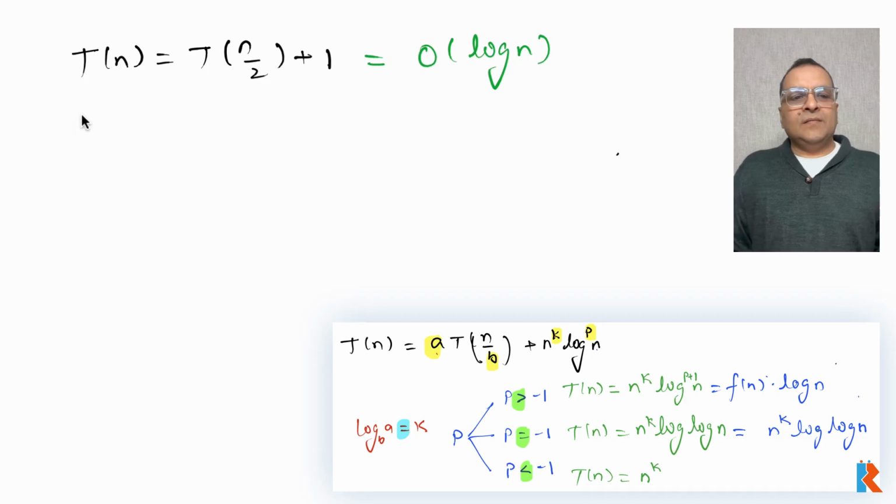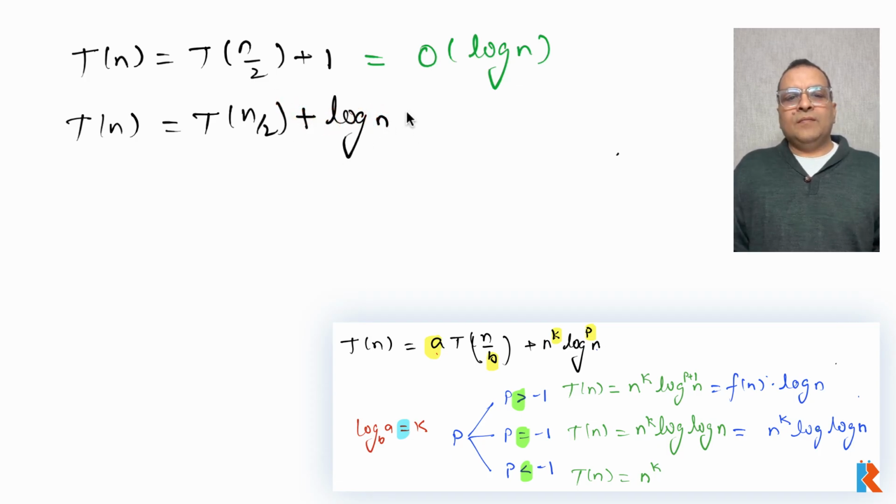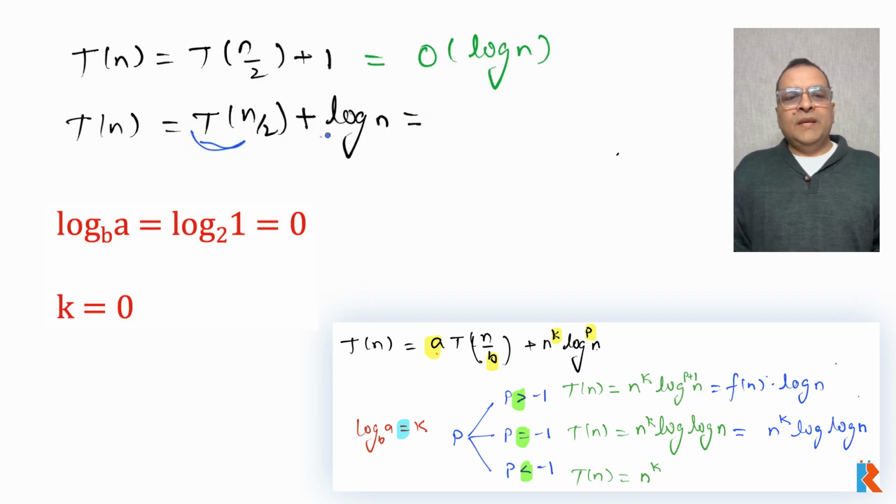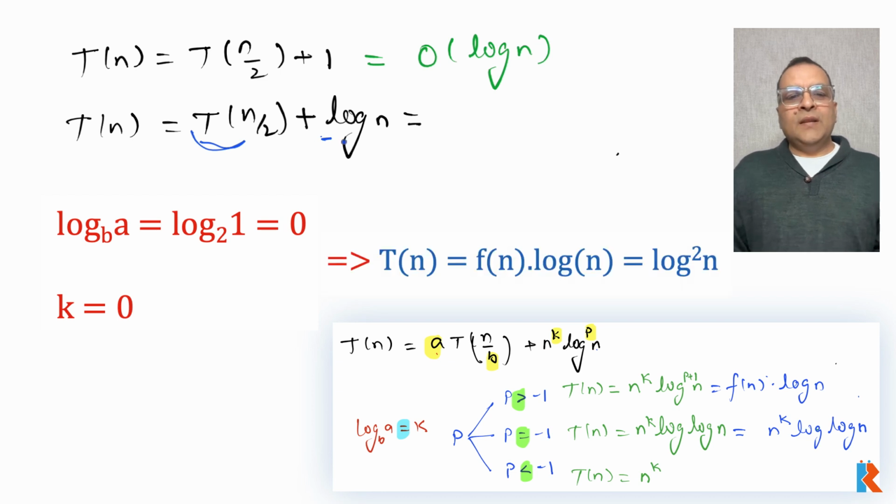Consider another recursion. If it is T of n is equal to T of n by 2 plus log of n, again, log of a to the base b is equal to k. Both of them are 0. So we just need to multiply function with log of n. So the solution for this will be order of log n into log n, which is log square n.